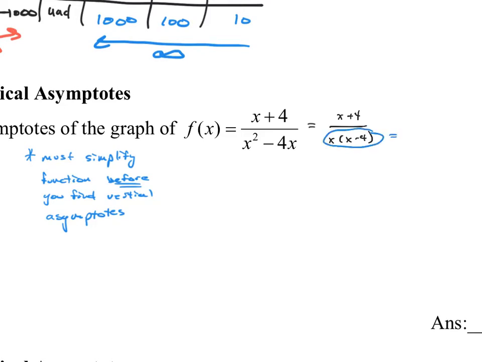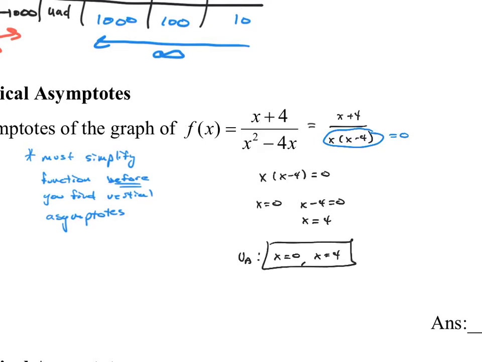And I set the simplified denominator equal to 0 because that's where this function would be undefined. Again, vertical asymptotes occur when the function is undefined. So by setting the denominator, x times x minus 4, equal to 0, I have two separate factors, x equals 0, and I have x minus 4 equals 0. Adding 4 to both sides, I get x equals 4, and this gives me my two vertical asymptotes for this function. They are two separate asymptotes, x equals 0 and x equals 4.